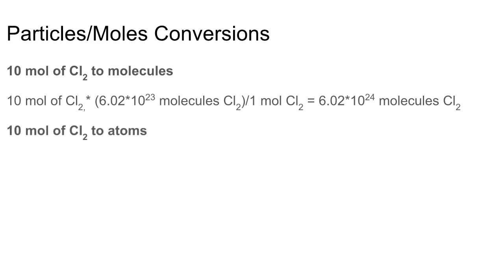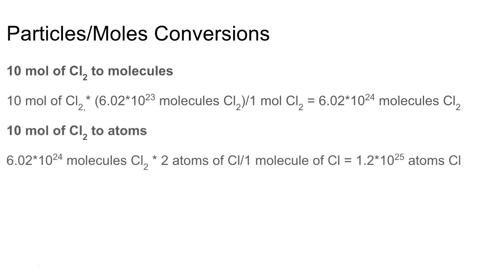Now, what if I wanted to find out atoms? Well, we know that 10 moles is equal to 6.02 times 10 to the 24 molecules. And we can see that each molecule of chlorine has 2 atoms of chlorine. So if we just multiply this number by 2, we can get the number of atoms of chlorine.